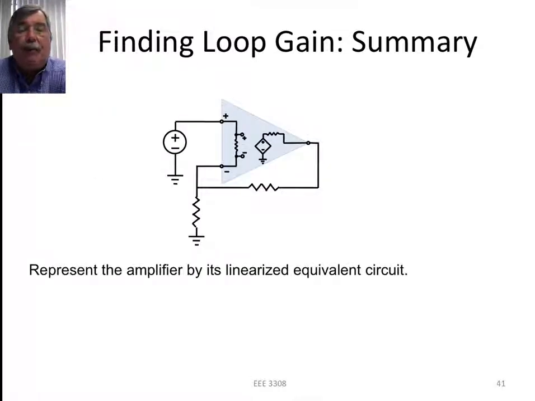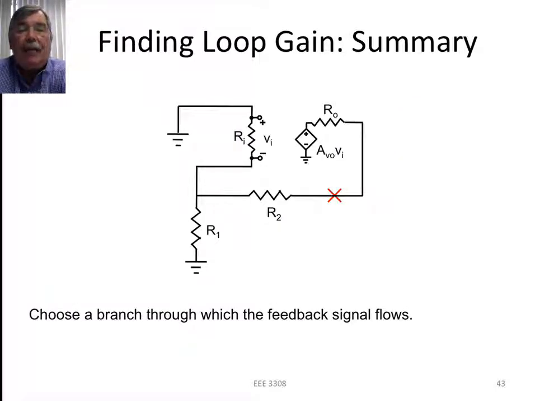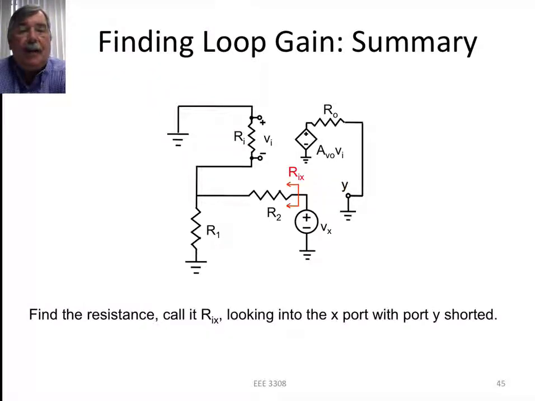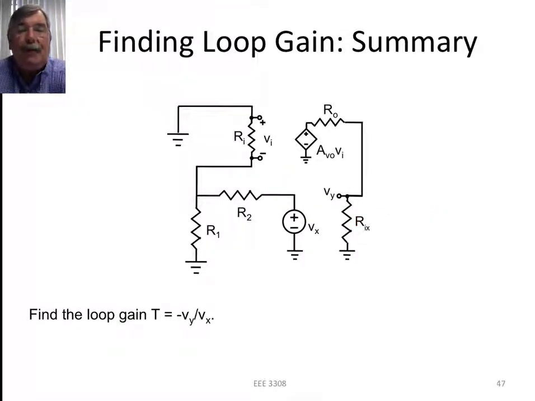We represent it by its linearized equivalent circuit. We turn off all independent input sources. We choose a branch that all the feedback signal flows through. You break that branch. You find the resistance looking into the input port. You make a copy of that resistance and place it at the output. And then you find the loop gain by analyzing what's now just an amplifier without feedback.